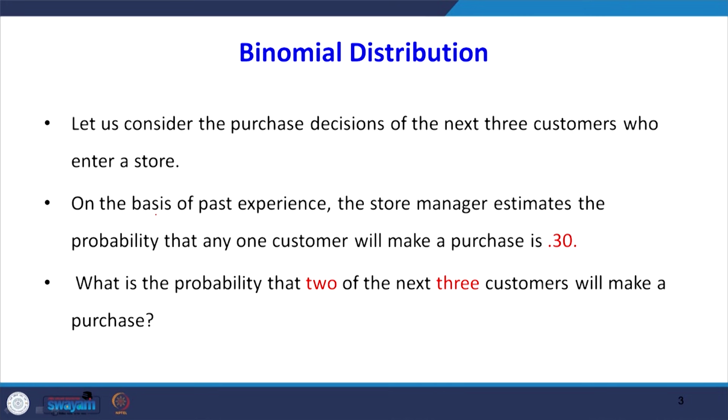Let us consider the purchase decision of the next 3 customers who enter a store. On the basis of past experience, the store manager estimates the probability that any one customer will make a purchase is 0.30. Now, what is the probability that 2 of the next 3 customers will make a purchase?